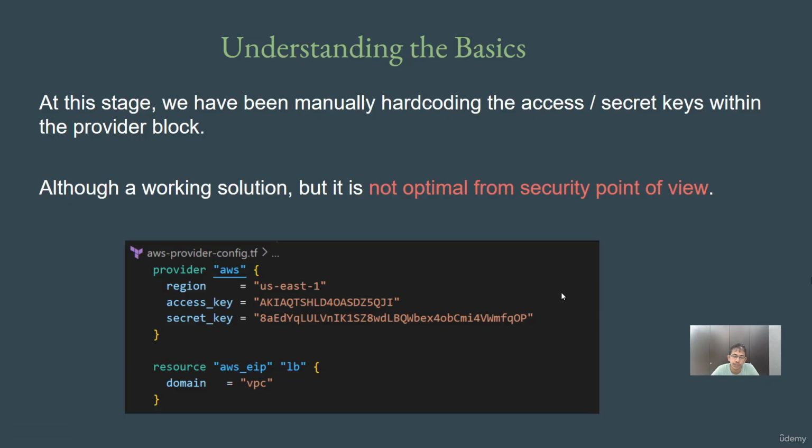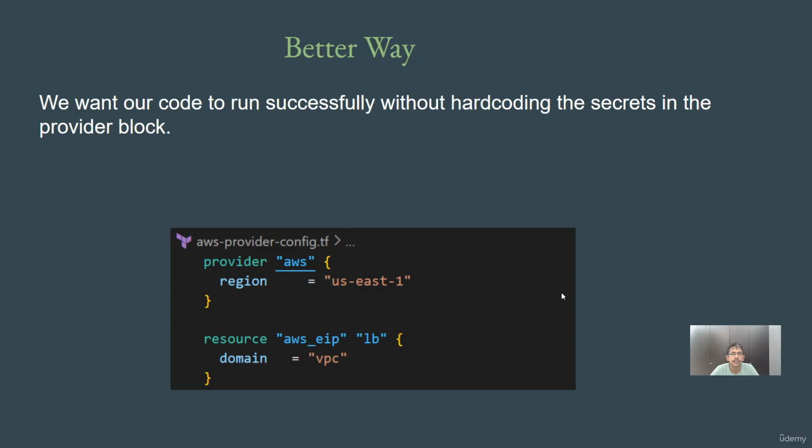So fortunately, HashiCorp has given us various other ways in which the authentication can work apart from hard coding the secrets as part of the provider. So at the overview, what we want to achieve is for our code to run successfully without hard coding the secret in the provider block. For example, even if the provider block is defined in this way, things should work successfully. The only thing here is the provider and we are specifying the region. That's about it. So in an ideal configuration, this code should work. In today's video, we are going to look into the steps through which this kind of code would work successfully.